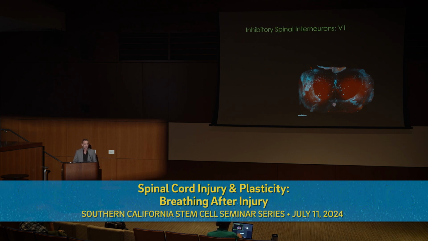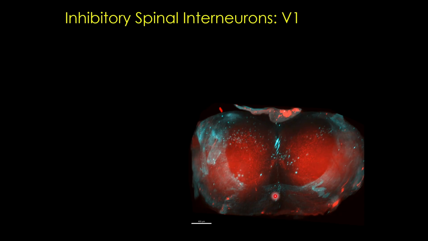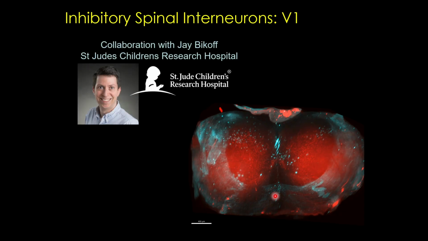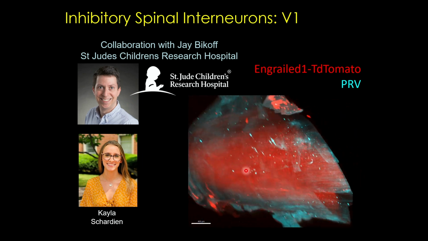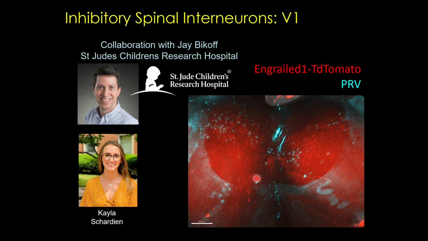The third population of cells I'm going to talk about are the V1 inhibitory spinal interneurons. Again, they're premotor, but they have an inhibitory function. In collaboration with Jay Bikoff at St. Jude's, we're using another population of transgenic mice to see how these V1 engrailed 1 expressing interneurons are connected to the phrenic network normally. There are many, as you can see in this cleared tissue here, populations of these V1 interneurons normally. This is a study being done by one of my graduate students to map the distribution of these V1 interneurons and how they're connected to the phrenic network.